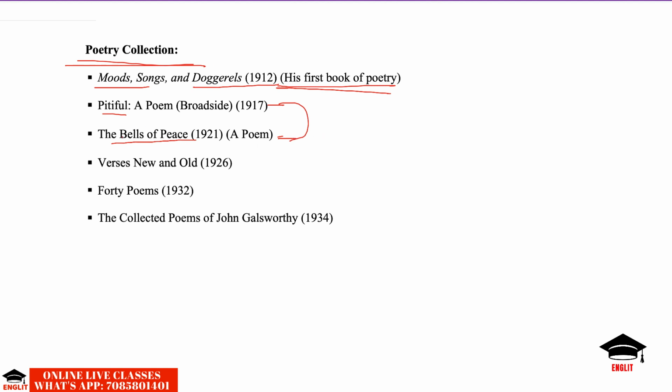और हो सकता है ये poems या तो इस वाले में या फिर इस collection में या इस collection में publish हुई हो. इसमें तो खैर क्या होंगी, 1912 में हो चुका है ये, but there is a chance that these poems were published in this verses new and old or 40 poems or the collected poems. Collected poems में भी अगर देखा जाए तो इनमें से बहुत सारी poems repeat हो सकती हैं.